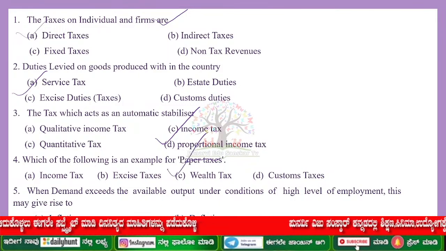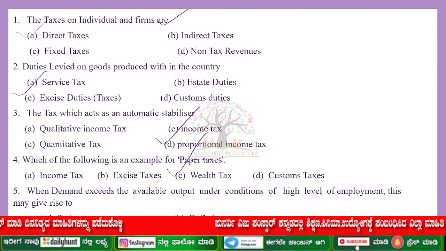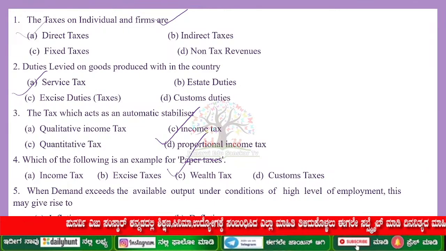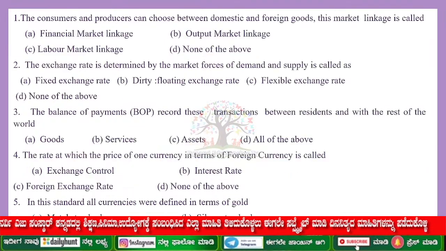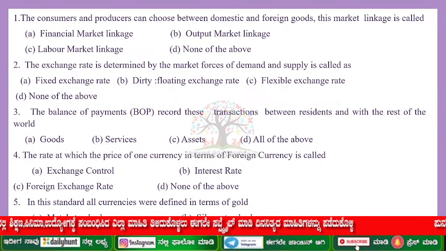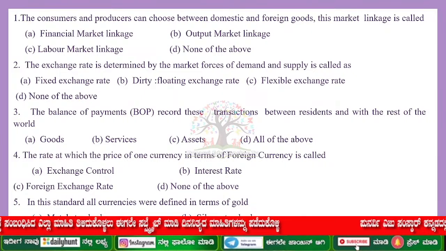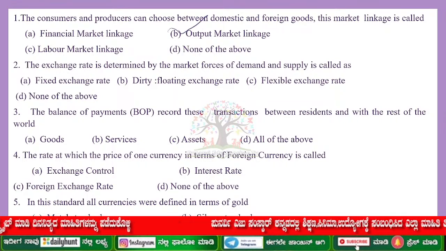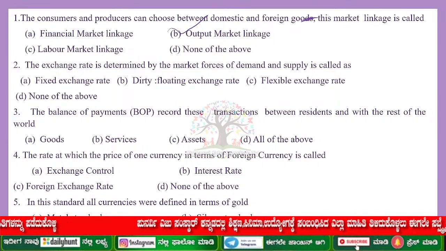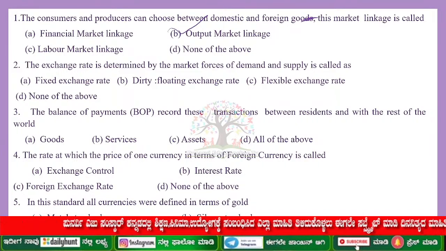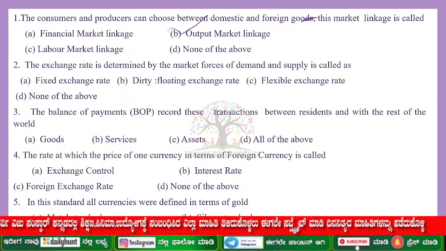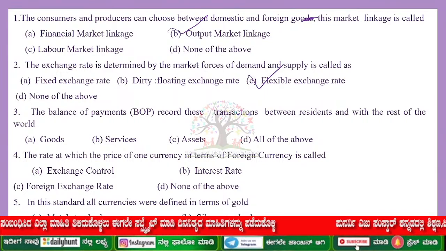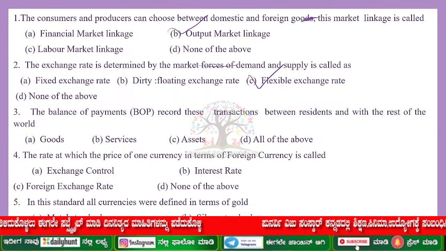When demand exceeds available output under the condition of a high level of employment, this may give rise to inflation. Consumers and producers choose between domestic and foreign goods. This market linkage is called output market linkage. Here goods, so it is the output market. When the exchange rate is determined by market forces of demand and supply, it is called flexible exchange rate. Market forces, flexible exchange rate.